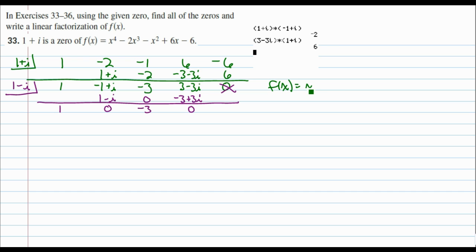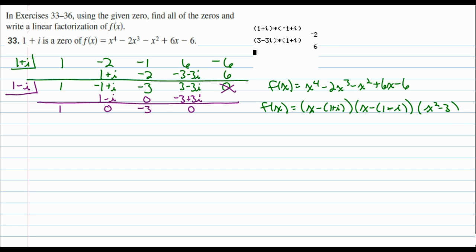f of x equals x to the 4th minus 2x cubed minus x squared plus 6x minus 6 is how I started the function. Now I broke down using two layers of synthetic division into f of x equals, one of the zeros is 1 plus i, so that's x minus 1 plus i. The other one is 1 minus i, so it's x minus 1 minus i. And then what was left over was x squared minus 3. I don't need to use quadratic formula on that one. I can just set that equal to 0.